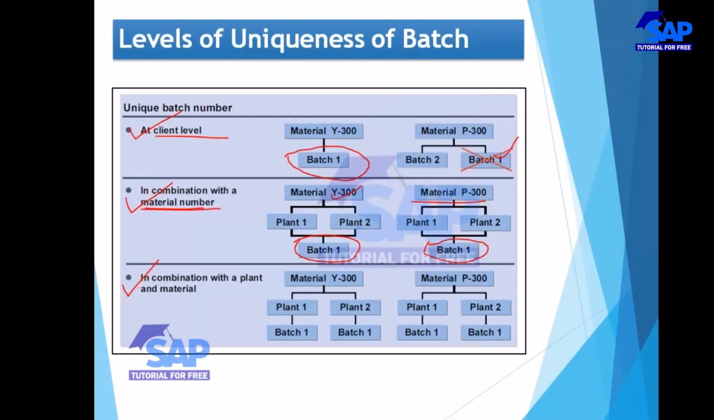Now the third one is batch number at plant level. You call it a plant level, but it is basically a plant and material combination. If you see this material Y300 in plant 1, it is having the batch number 1. Now the same batch number you can assign to the same material in another plant. The same batch 1 you can also assign to a different material in another plant. So the batch numbering is at material and plant combination. So you have three levels: client level, material level, and plant level. Plant level is basically nothing but plant and material combination.